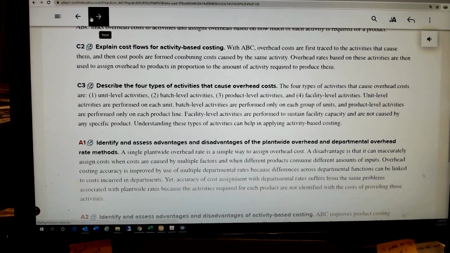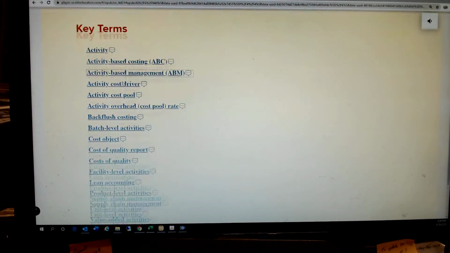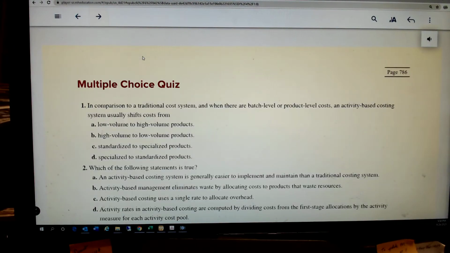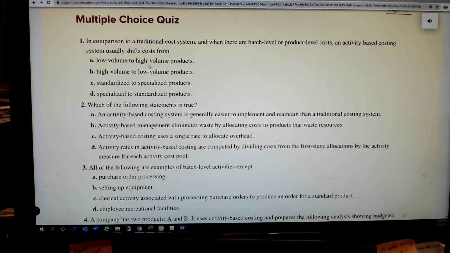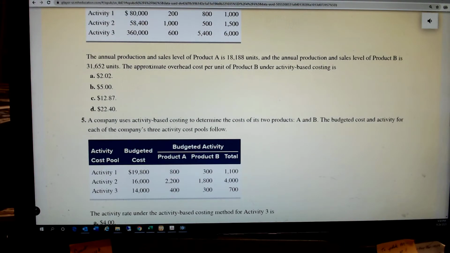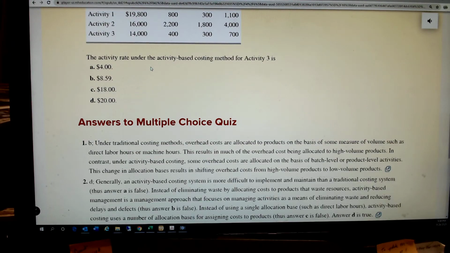Coming up real soon. Know the terms. Here we go. Multiple choice questions. Okay, see what we can come up with.